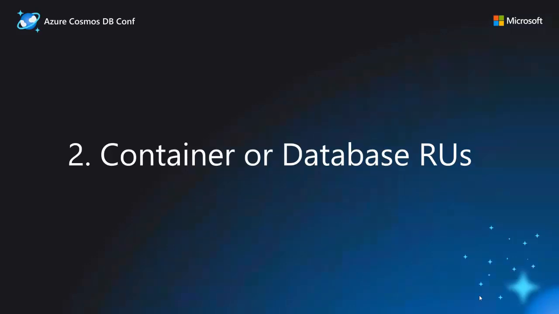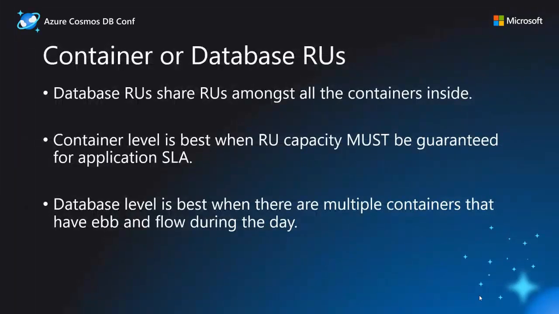Second, we have the choice of whether we do container request units or we do database request units, right? So database request units will share the request units amongst all the containers inside of it. So that allows you to share resources and not waste as many request units, right? However, the container level might be best if your request unit capacity has to be guaranteed for application SLA. Database level is best when you have multiple containers that have some ebb and flow during the day. Some of them will spike at different times than the others.